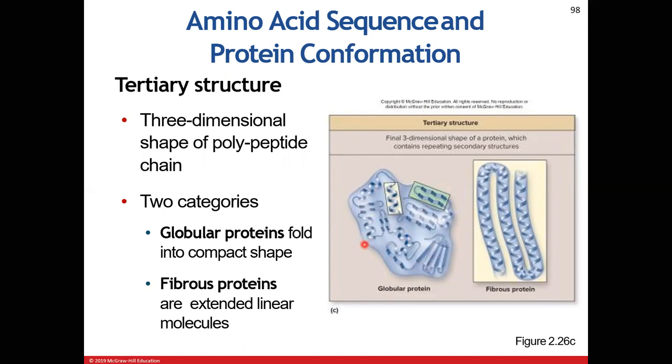So now we get to the tertiary structure. With tertiary structure, we now start to form a true 3-dimensional shape of an individual polypeptide chain. Within tertiary structure, we have 2 different categories. We can have a globular protein, and that's going to fold itself into a compact shape. And you can see we have multiple secondary structure levels here strewn throughout. They basically start to compact themselves onto one another to develop some form of a 3-dimensional protein.